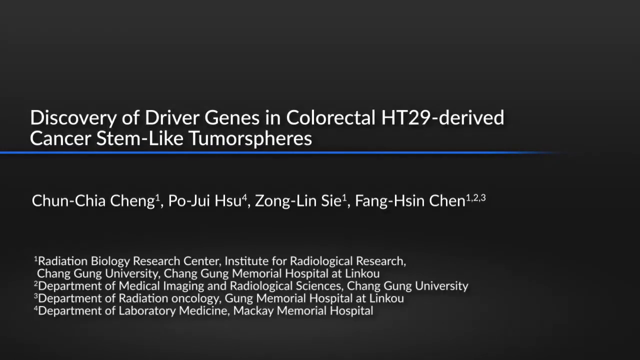Our protocol utilized RNAseq and bioinformatical tools to quickly uncover the overexpressed driver genes that contribute to the formation of stem-like colorectal tumor spheres. This protocol is used to screen the differentially expressed genes and the signal pathways to investigate the molecular mechanism for cancer stemness in the selected colorectal cancers.